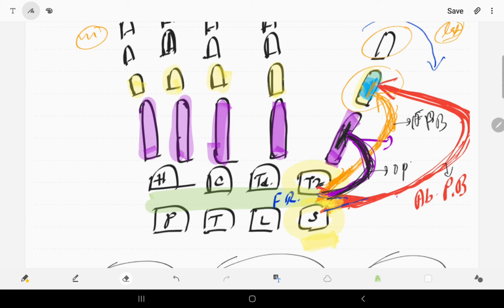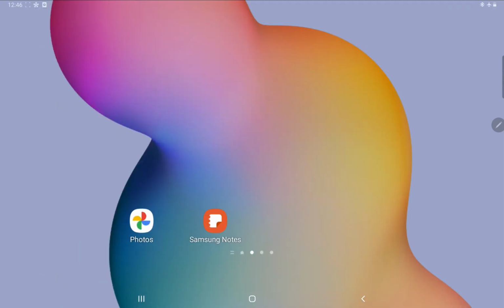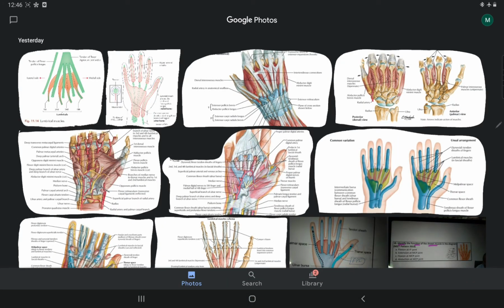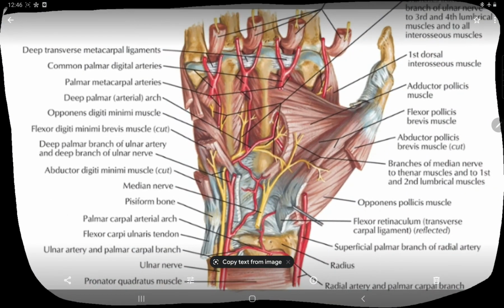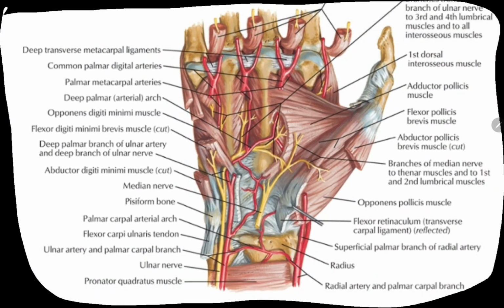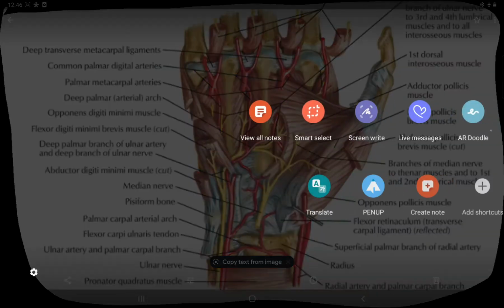Okay, so now look here, the opponens pollicis. I already told you about the opponens pollicis and the thenar muscles. Now I'll discuss the cadaveric image or atlas image. Yes, look at this atlas image. Here you can see the atlas images.